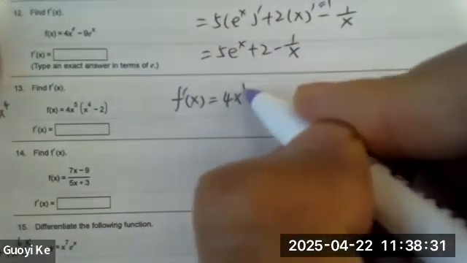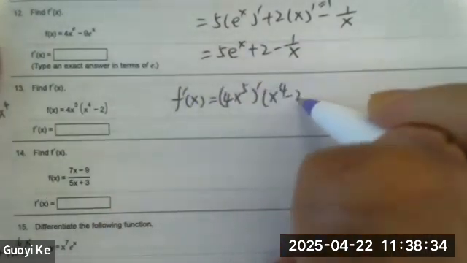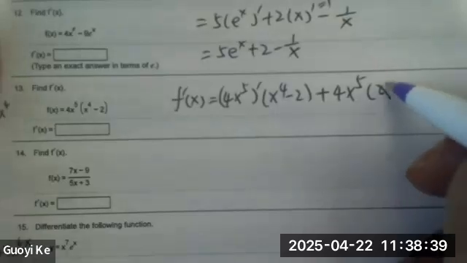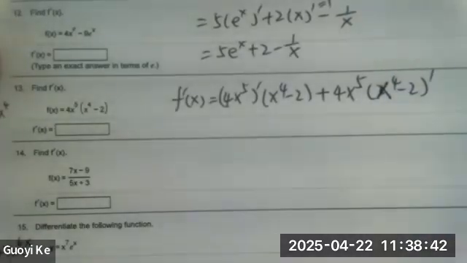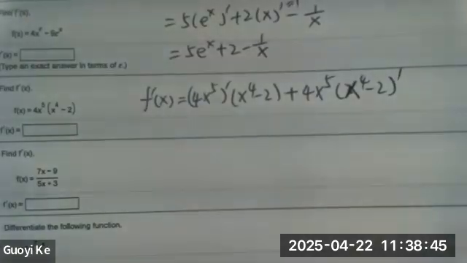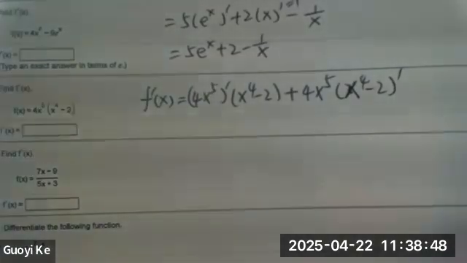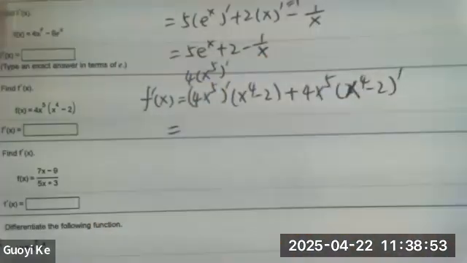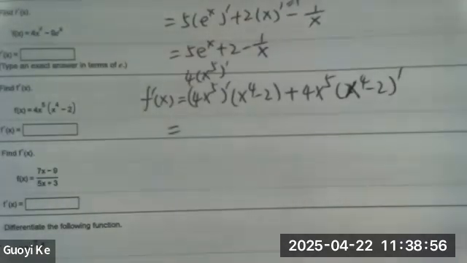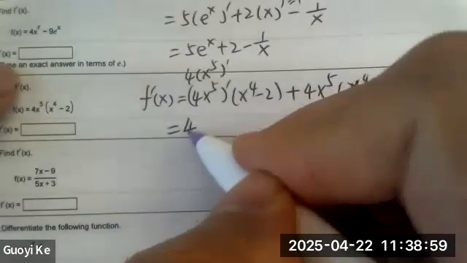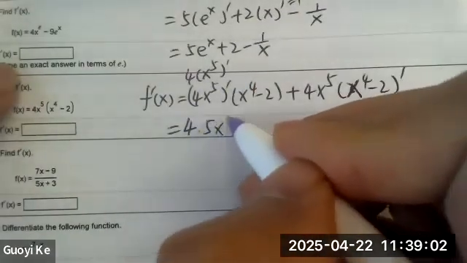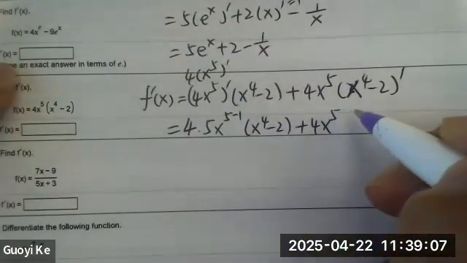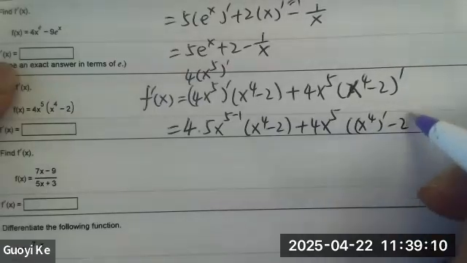And problem 13, product rule. We're going to do the derivative of the first function times the second function, plus the first function times the derivative of the second function. That's the product rule. And for this one, we can apply the constant multiple rule. So we have 4 times the power rule, 5x to the power 5 minus 1. And for this one, we can apply the difference rule.